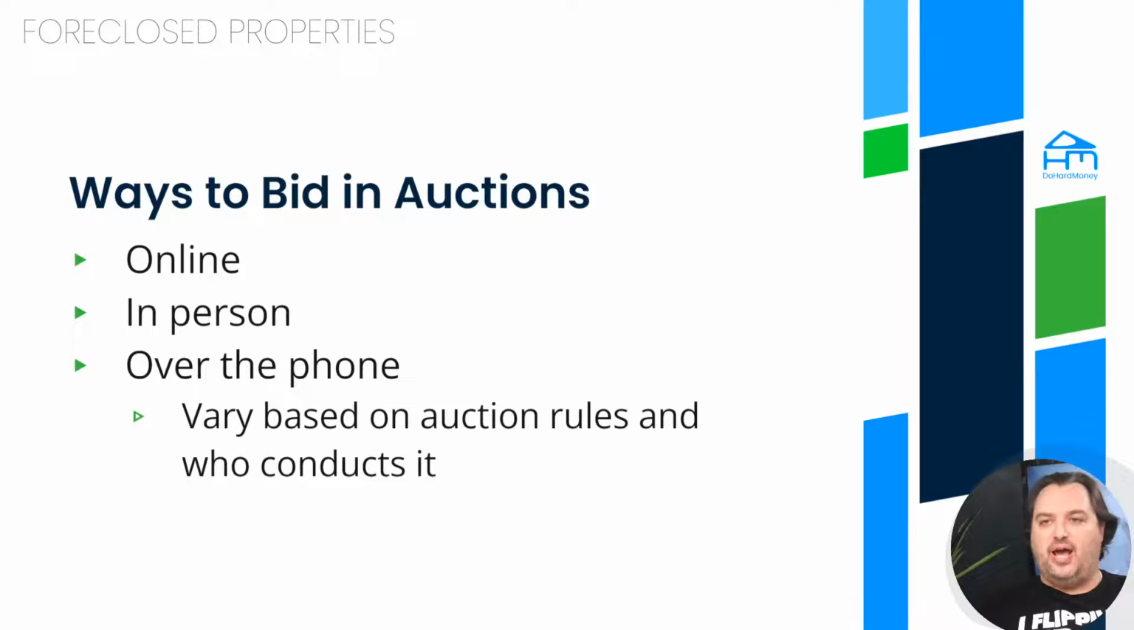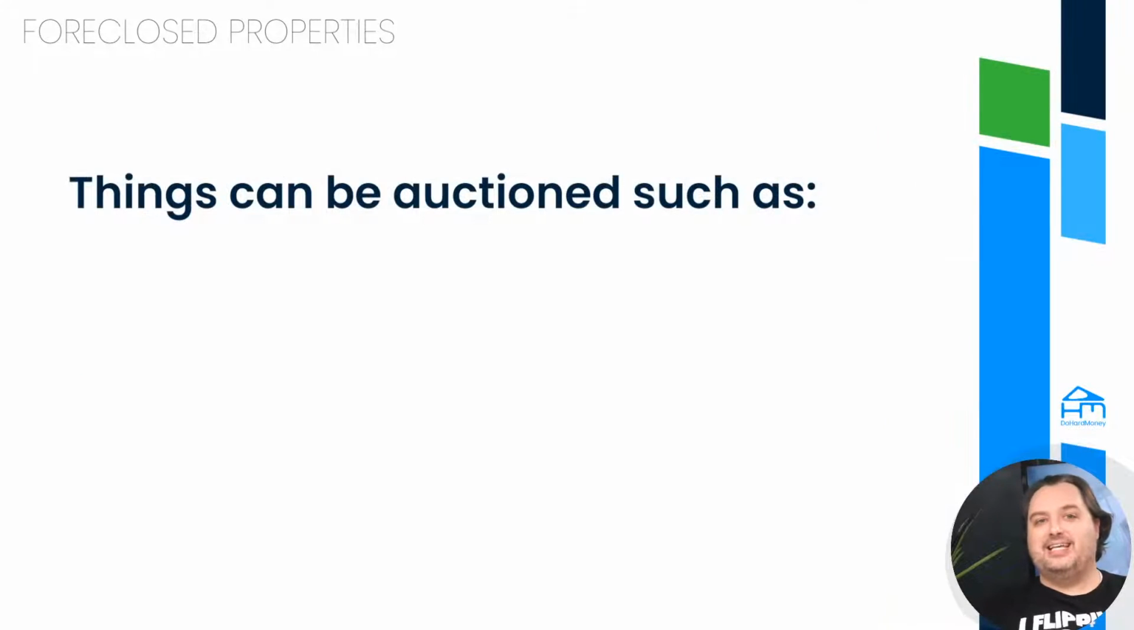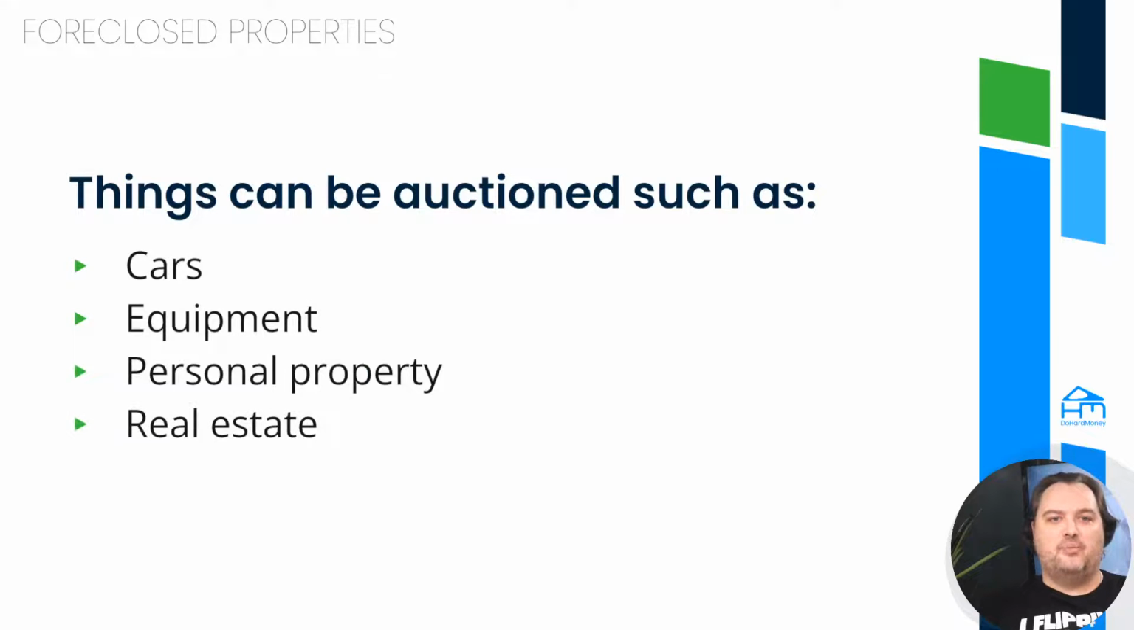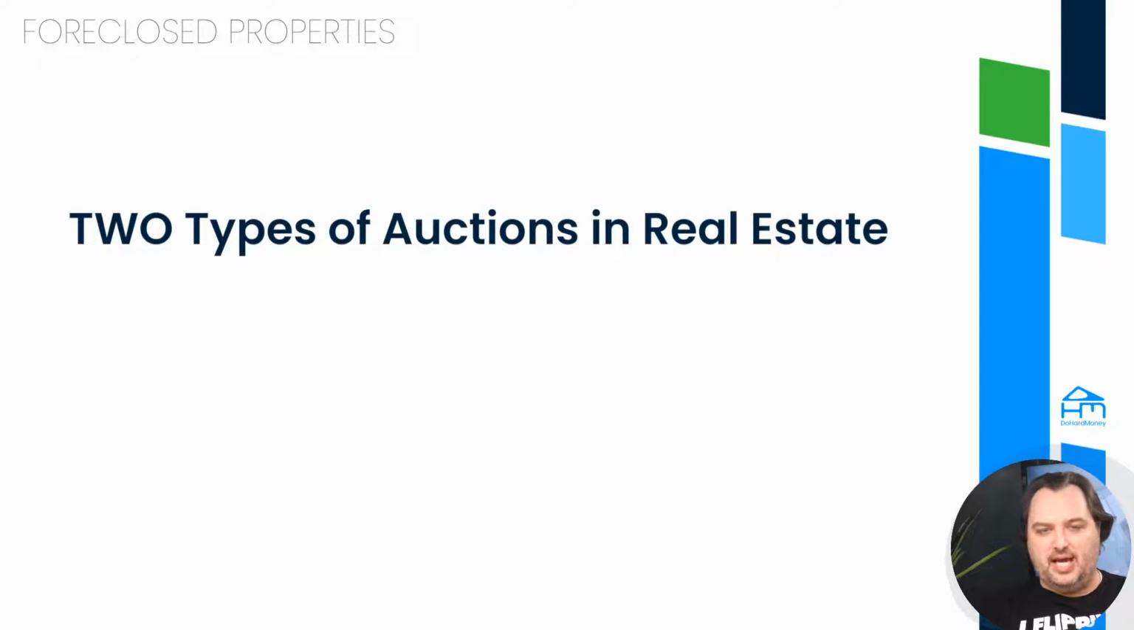The reason with the courthouse steps is you want to get title insurance. You want to make sure that you have seen the property, been inside the property. You're not going to get that when you go through a foreclosure sale and buy through the attorney or the trustee of the bank that's actually doing the foreclosure. Things can be auctioned: cars, equipment, personal property, real estate. That happens all the time.